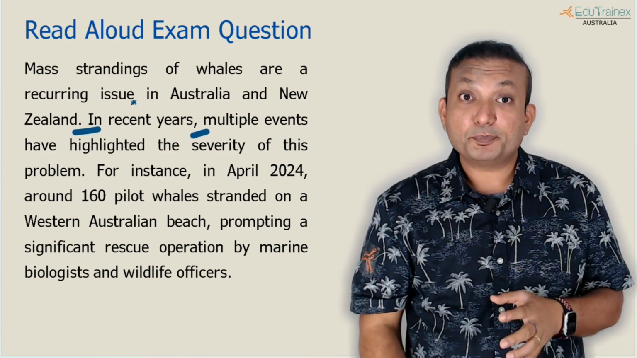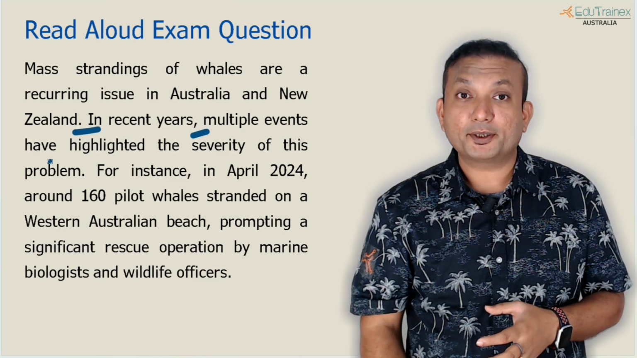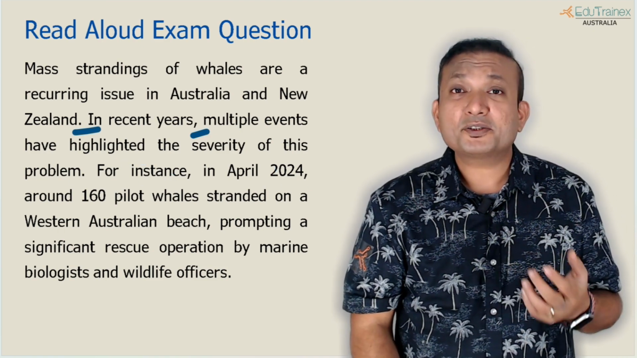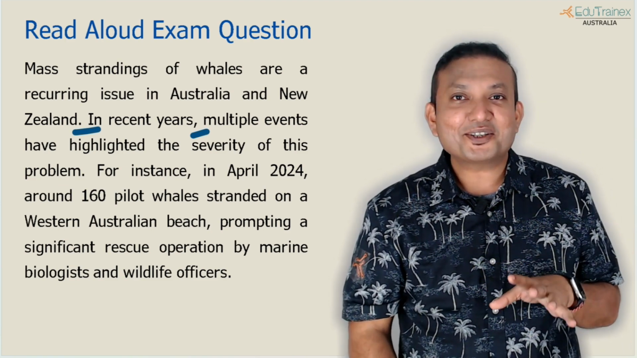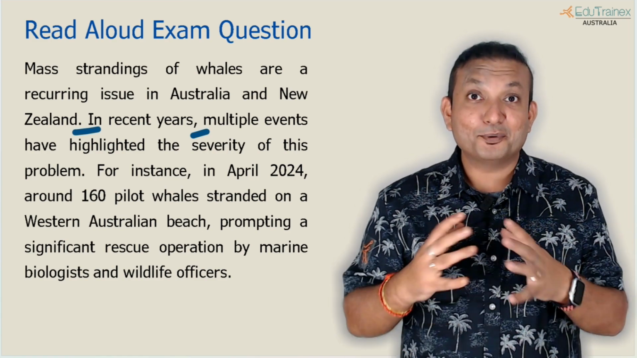Same way, if I am speaking very fast, mass strandings of whales are a recurring issue in Australia and New Zealand. In recent years, multiple events have highlighted the severity of this problem. For instance, in April 2024, okay, it's not checking how quickly you are flying or you are running like a bullet train. This is not tested in the exam. Okay, you have to be behaving like a normal person, not like a bullet train.